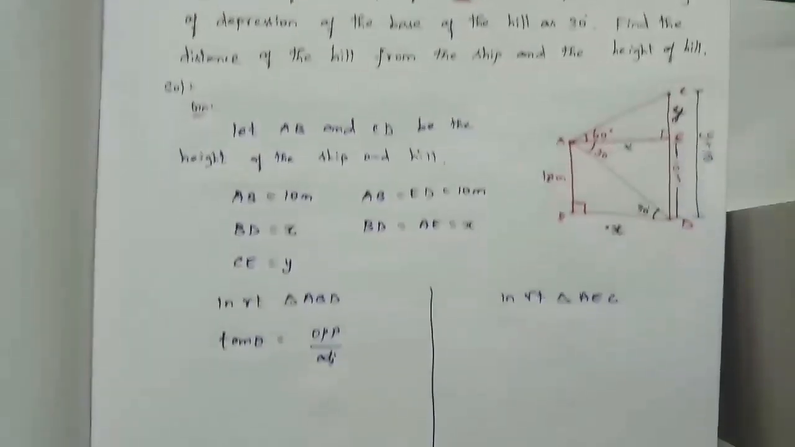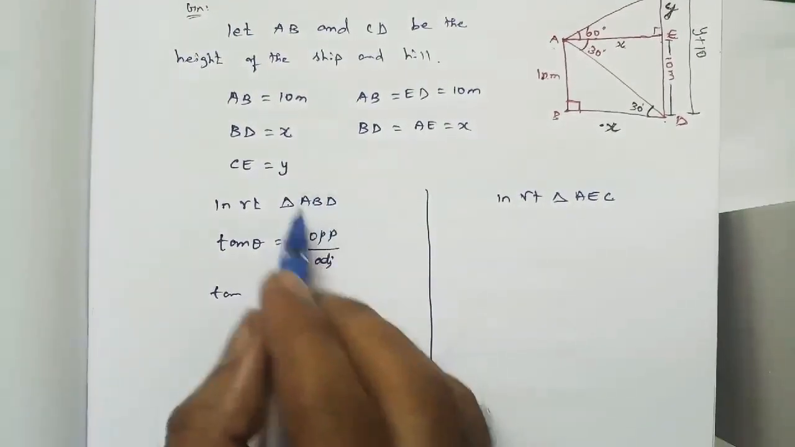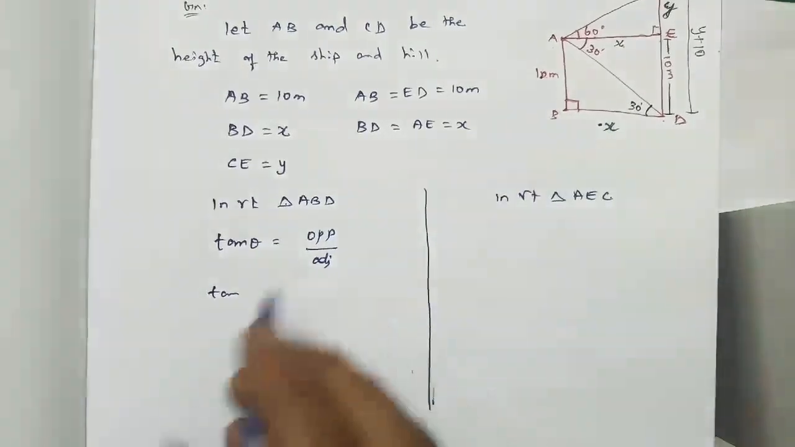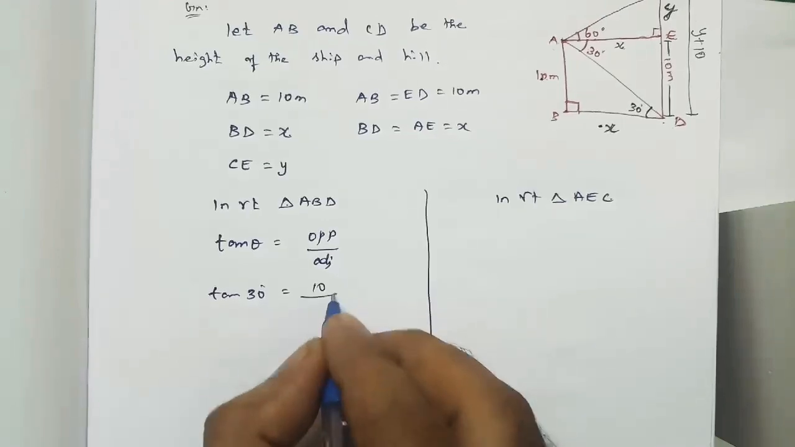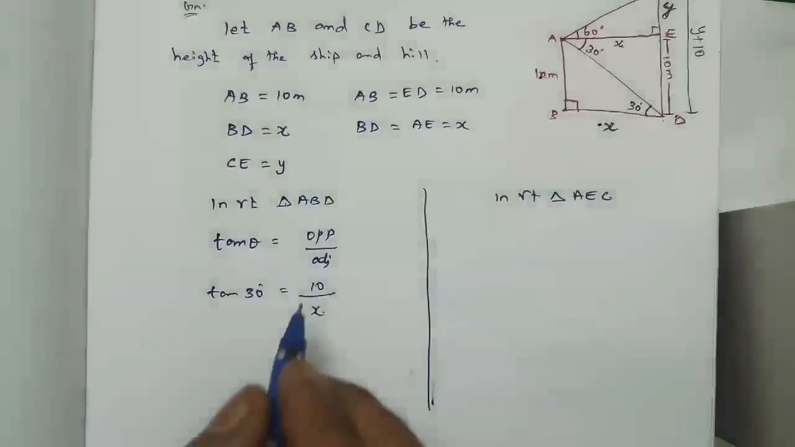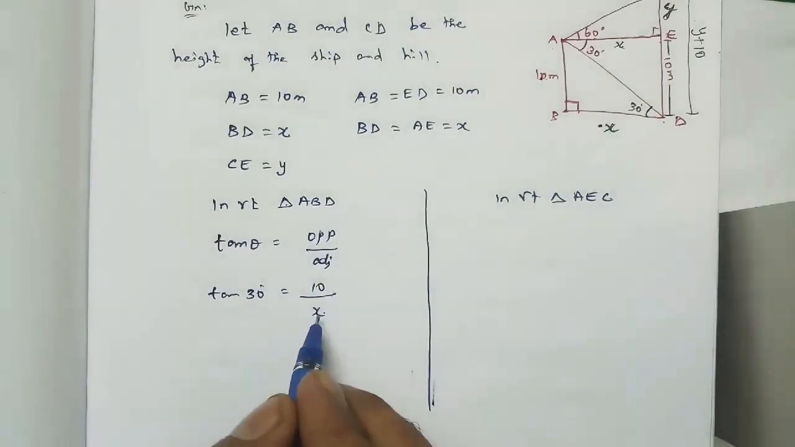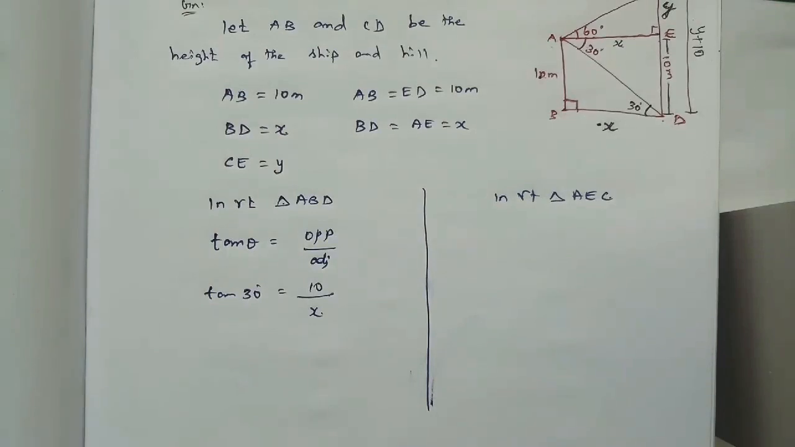Opposite side divided by adjacent side. So tan theta, what is the theta for triangle ABD? 30 degree. So tan 30 degree is equal to opposite side 10 divided by adjacent side x. Don't substitute the value directly. First you can write AB and BD, then we can substitute the value of AB and BD, right?